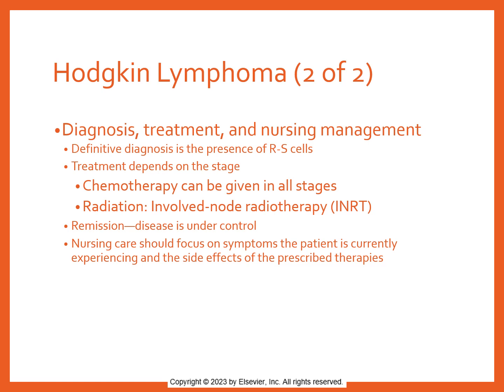Treatment would depend on the stage of the disease and whether involvement is above or below the diaphragm or both. Once the stage is known, the absence or presence of one or more of the following symptoms is noted: any unintentional weight loss of more than 10% of body weight over the past 6 months, an unexplained fever greater than 100 degrees for 3 days or longer, and profuse night sweats not related to weather conditions.